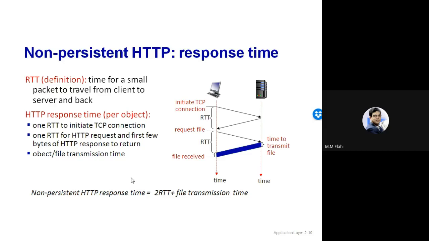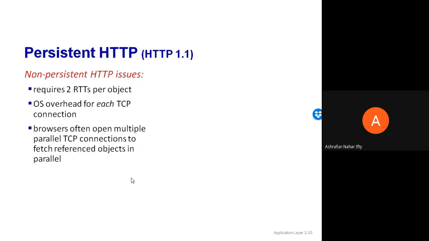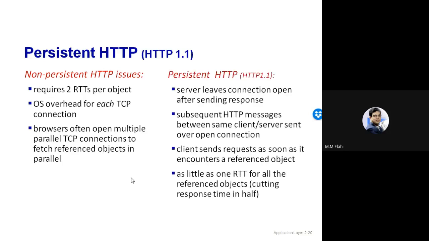But is it clear to everybody that for non-persistent, every object needs 2 RTT plus file transmission time, because it depends on the file size? Any questions so far? Yes, sir. That HTTP 1.1 and persistent HTTP 1.1 or later. Non-persistent is basically 1.0. That is not specified here, but non-persistent is specified by 1.0 only.